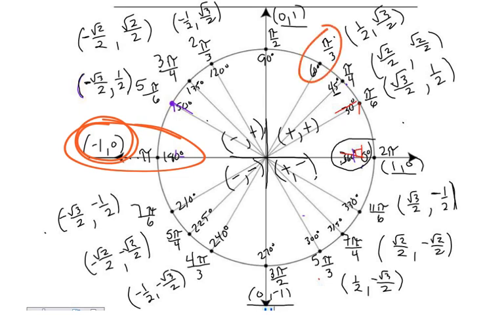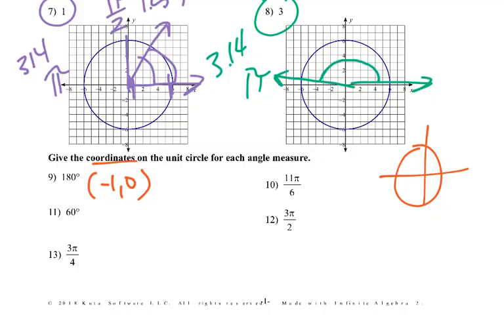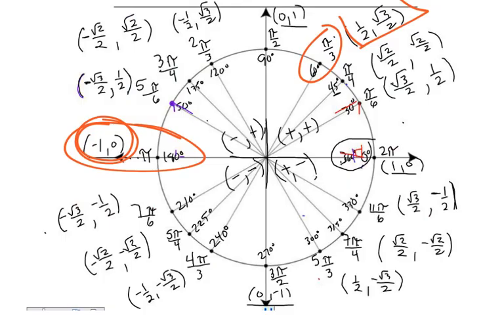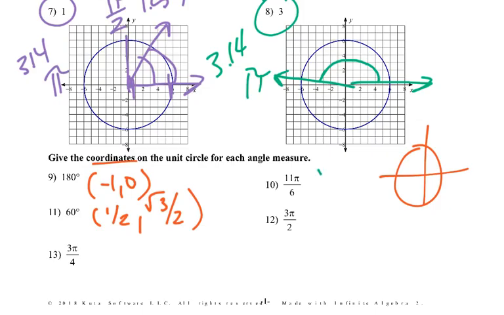So 60 degrees, or pi thirds, is 1/2 and square root of 3 over 2. Okay, now 11 pi sixths. I look at 11 pi sixths, which is right here at 330 degrees: square root of 3 over 2 and negative 1/2.